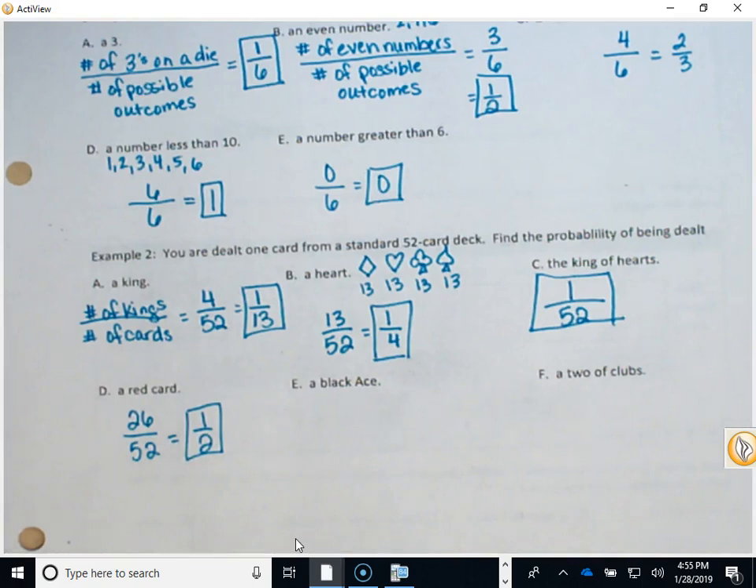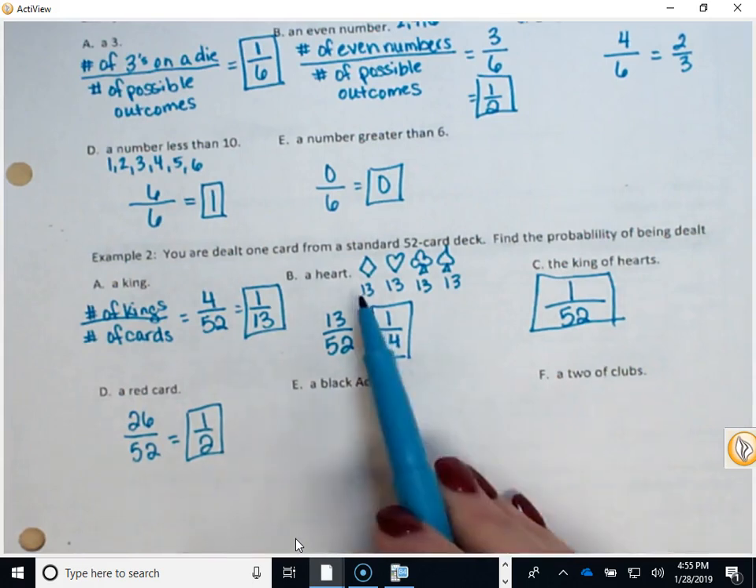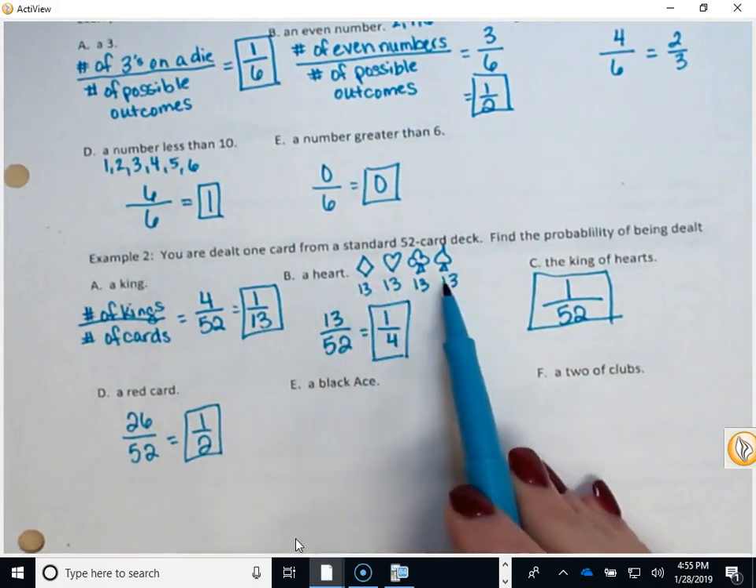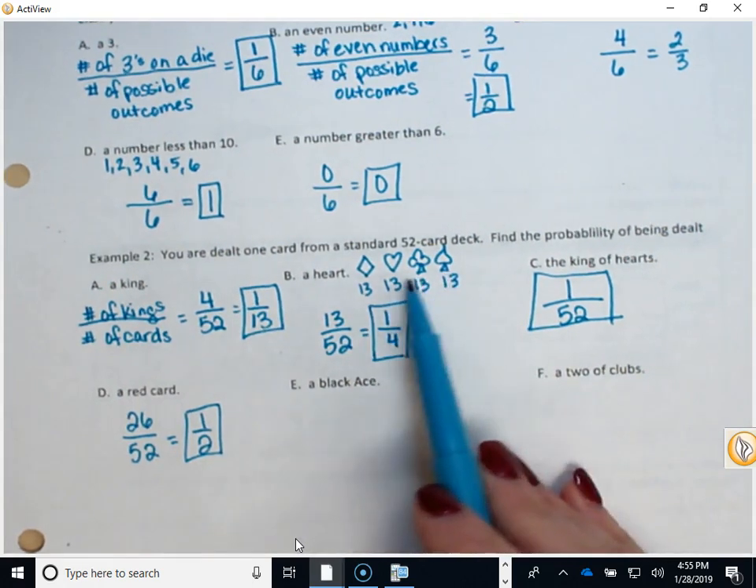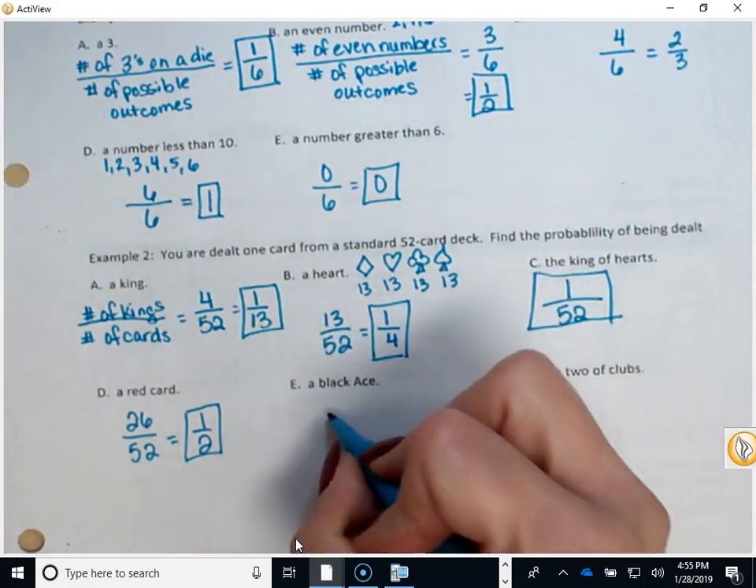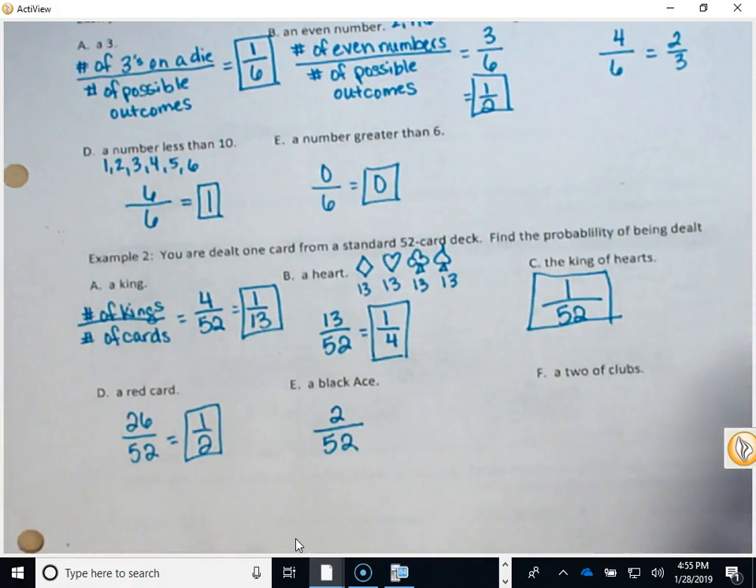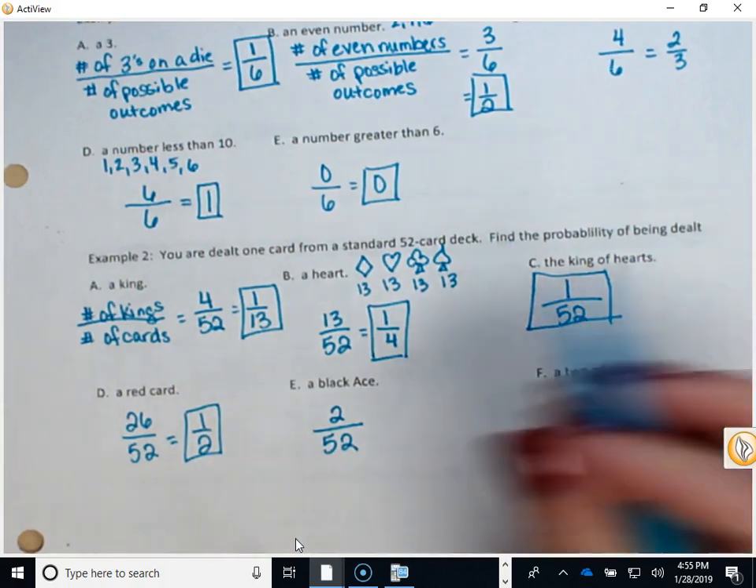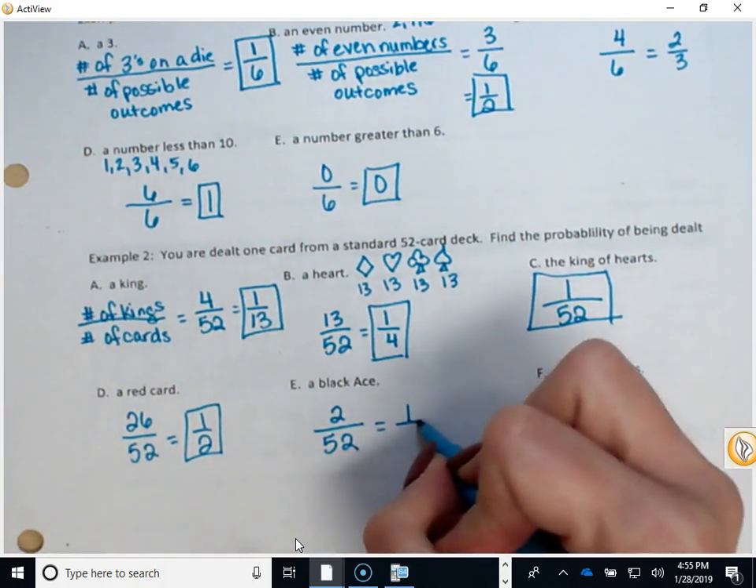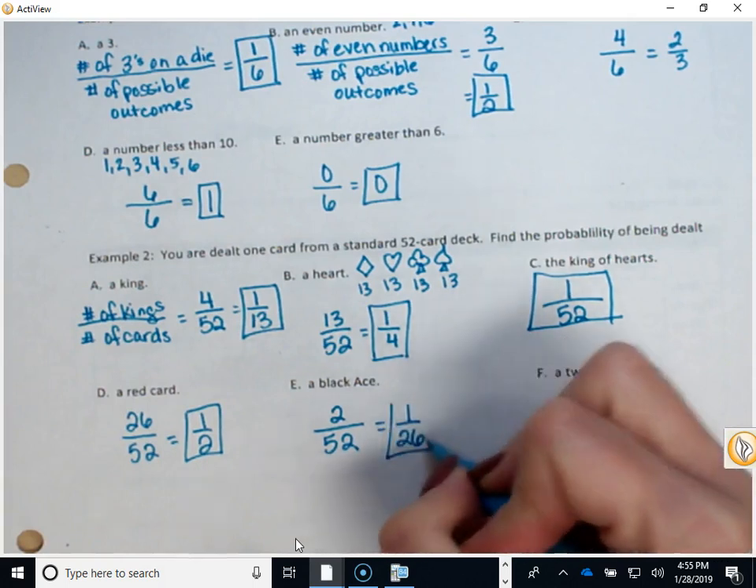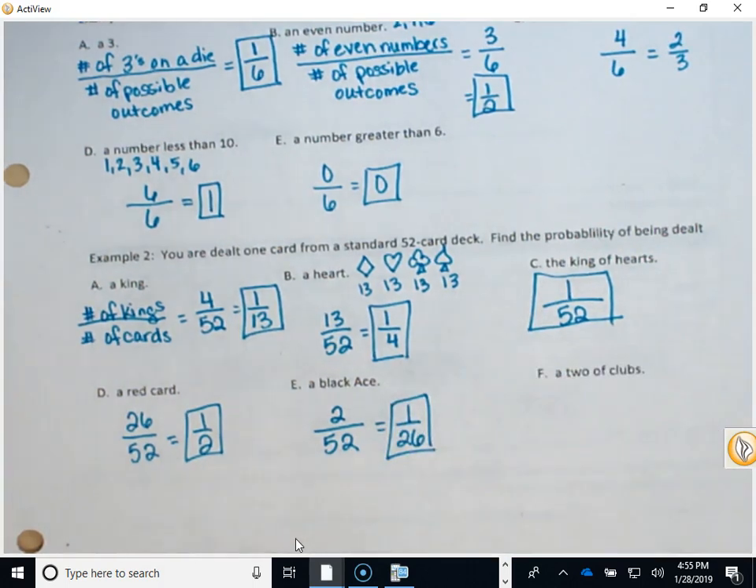Part E says, a black ace. What's the probability of drawing a black ace? So there's going to be 4 aces, right? There's 1 of each one of these. 2 of them are black, 2 of them are red. So we know there's 2 black aces out of the 52. Reduce your fraction, and you've got 1/26. So the probability of drawing a black ace is 1 out of 26.